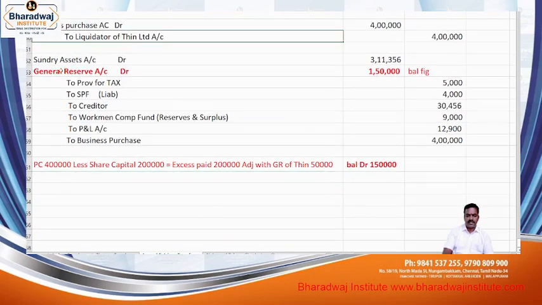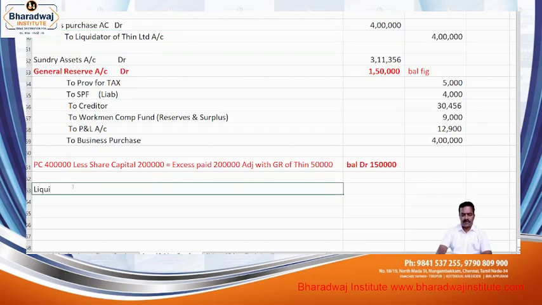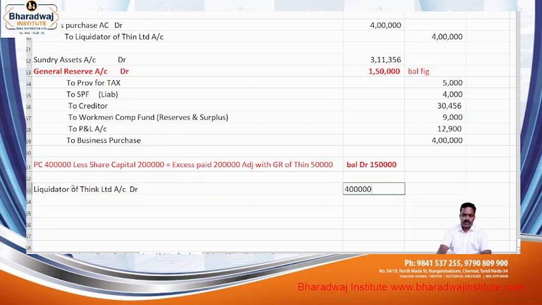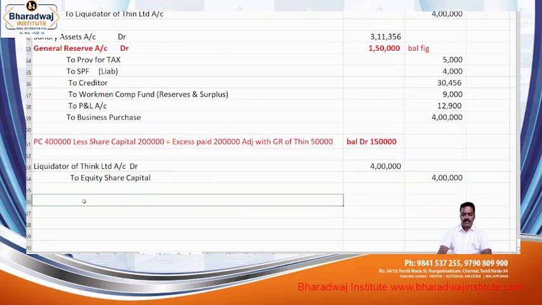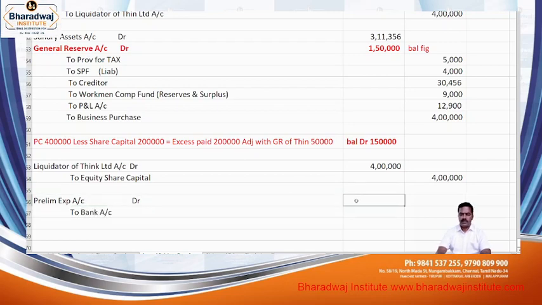Then let us pay the purchase consideration. What is the entry for purchase consideration? Account debtor. How much? 4 lakhs. To which one? Four lakhs. Then amalgamation expenses. Preliminary expenses account debtor to bank. How much? 1,000.